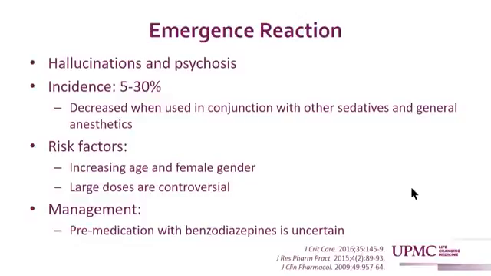It induces perceptual disturbances, which can happen during and after emergence from anesthesia, and hallucinatory reactions can happen during recovery too. Even though a neurochemical basis explaining the emergence reaction has not been determined yet, we have a few risk factors that have been associated with it, including increasing age and female gender. Large doses of ketamine as a risk factor for emergence reaction is actually controversial, and the efficacy of premedication with benzodiazepine to prevent this is also uncertain, and I'll explain this on the next slide.